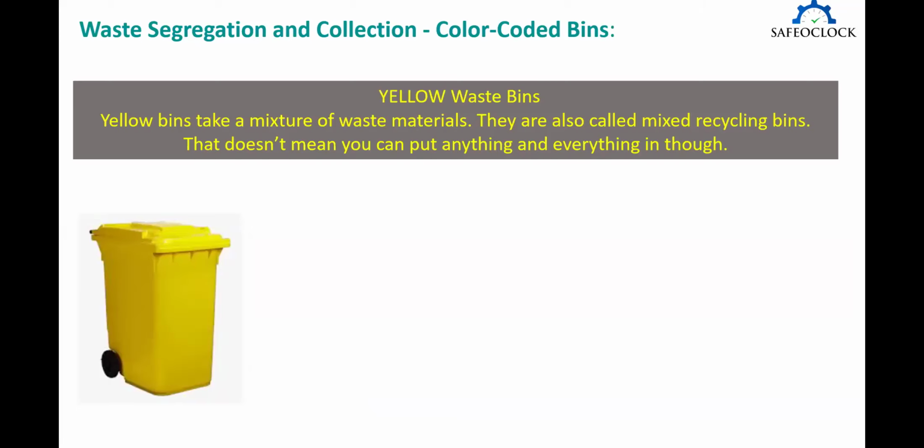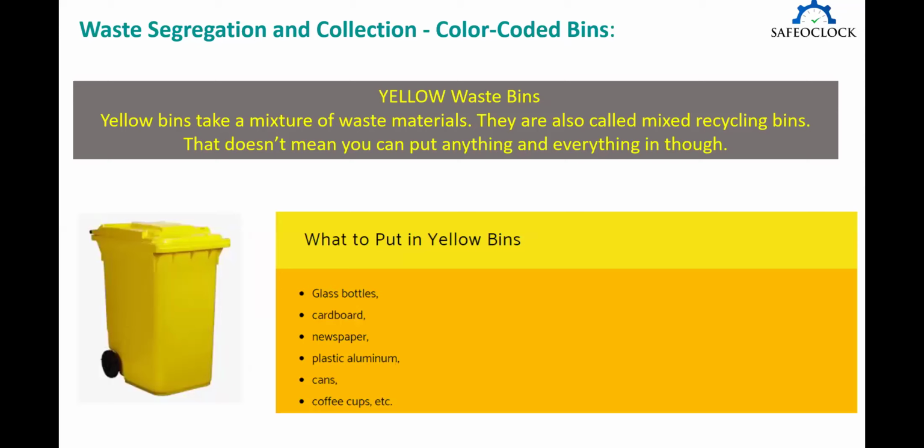For the yellow colored waste bin, this can be used in collecting a mixture of waste. We can use it to collect some of the waste that can be recycled, and collect them together, like glass bottles, cardboard, newspaper. So this waste, which can easily be segregated, we can collect in a yellow colored waste bin.